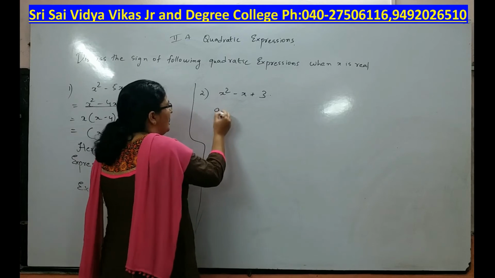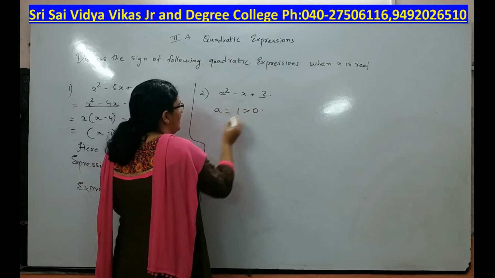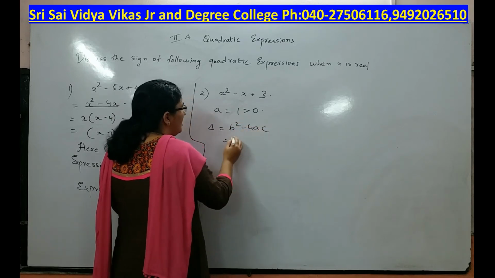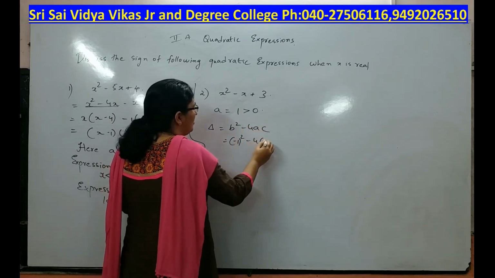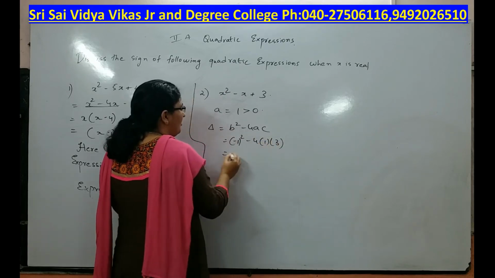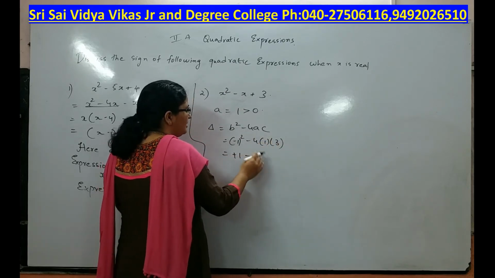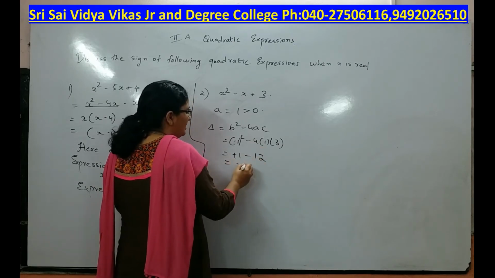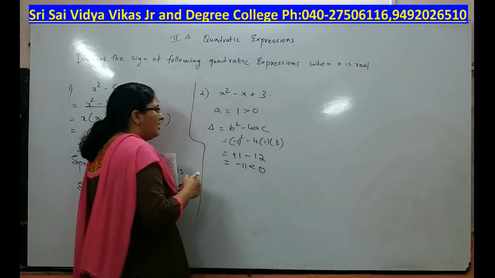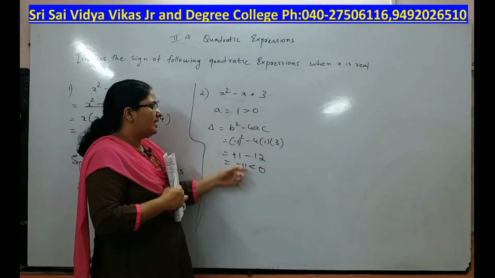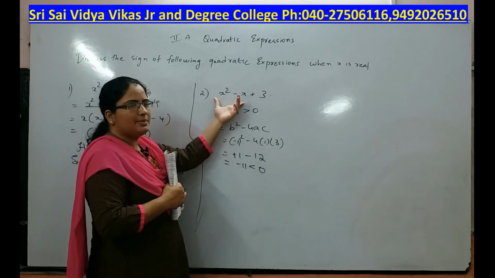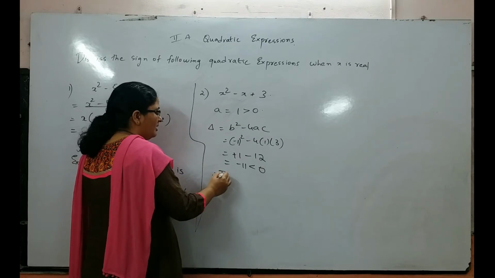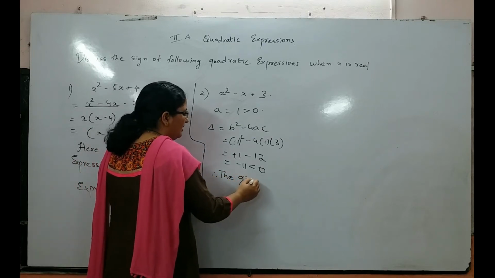Here a is equal to 1 which is greater than 0. Let us find delta, that is b square minus 4ac. Minus 1 whole square minus 4 into 1 into 3, that is 1 minus 12, which is minus 11, less than 0. Whenever a is greater than 0 and delta is less than 0, the given expression is positive for all real values of x.